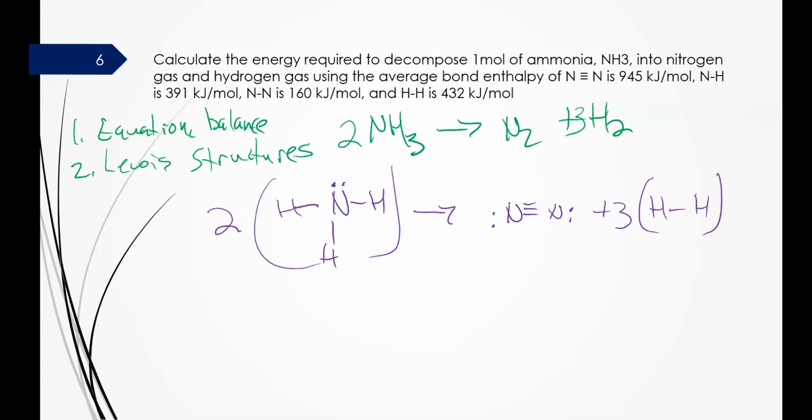So using our NH3, are we going to start with the reactants for the bonds broken or the products? Reactants. And so what's the bond that we're breaking in this equation? N to H. And how many of them? 6. Very good.